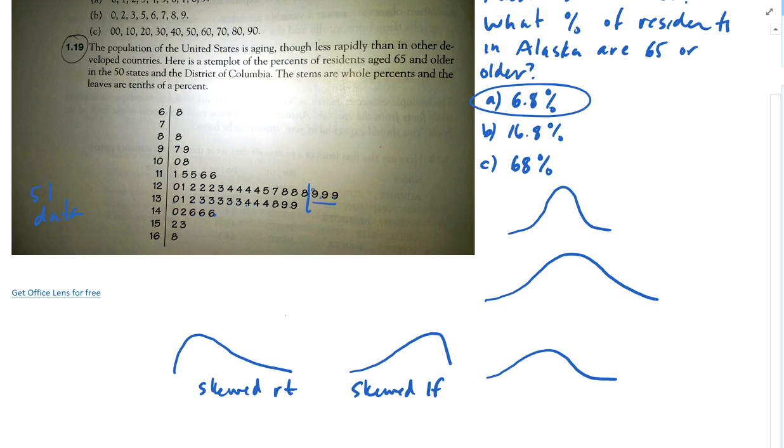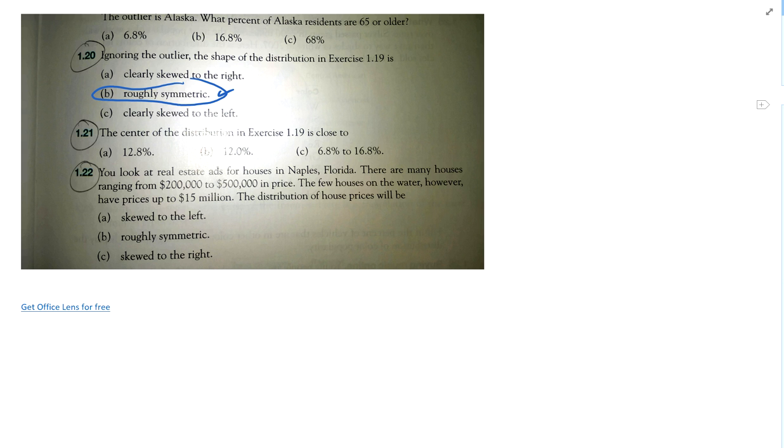So the middle is going to be right around there. That way I've got 25 to the right, 25 to the left, and that's my midpoint there, right? That's called the median of my data set. And that would be 12.8%, the middle, or the center of the distribution, 12.8%.